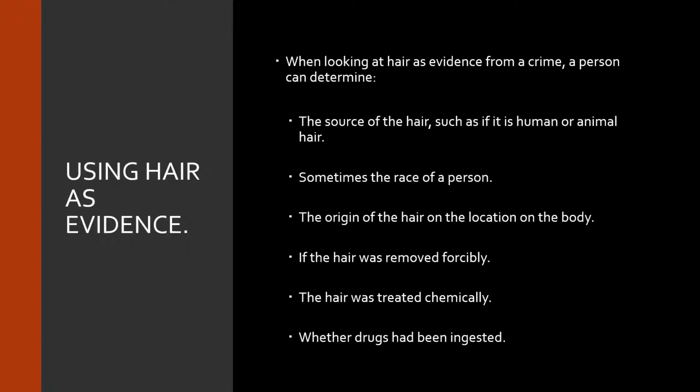Using hair as evidence. When looking at hair as evidence from a crime, a person can determine the source of the hair, such as if it is human or animal hair. Sometimes the race of a person, whether they be Caucasian or African American, the origin of the hair on the location of the body, whether it be the head or somewhere else on the body. If the hair was removed forcibly, such as did it fall out naturally or was the hair pulled or torn, whether the hair was treated chemically, whether it was dyed, or whether drugs had been ingested as well.